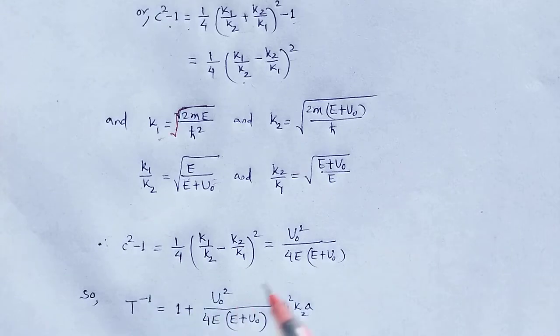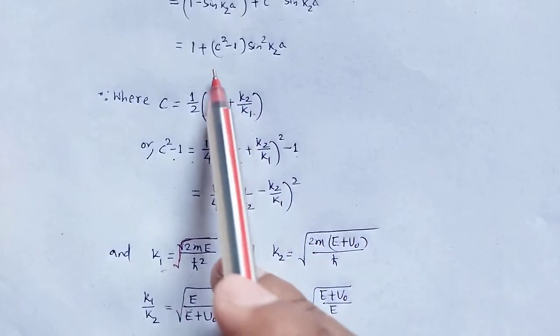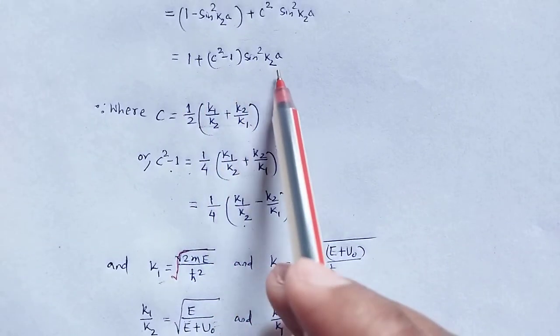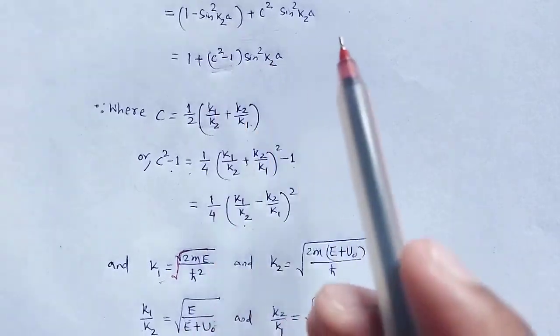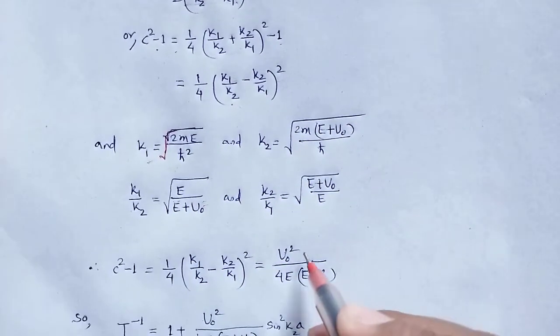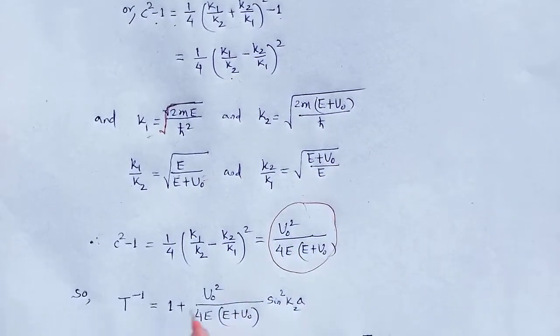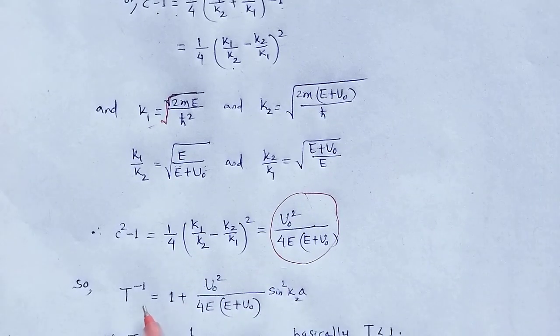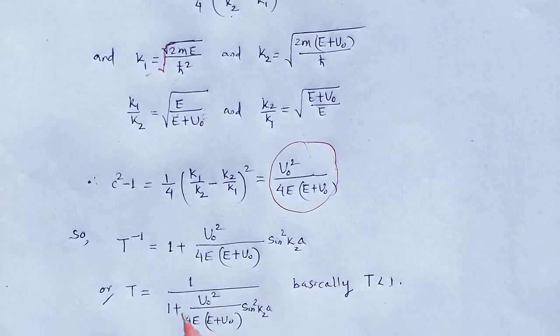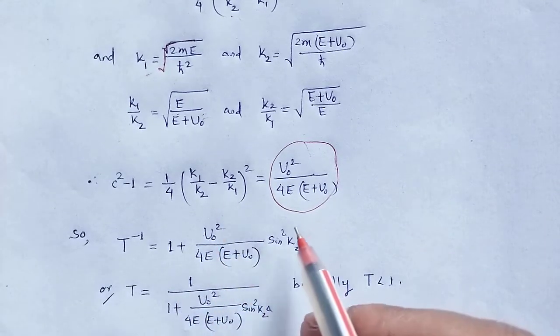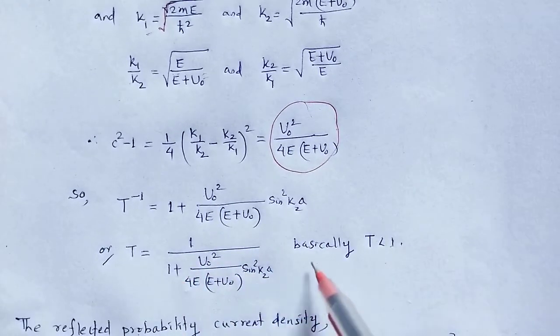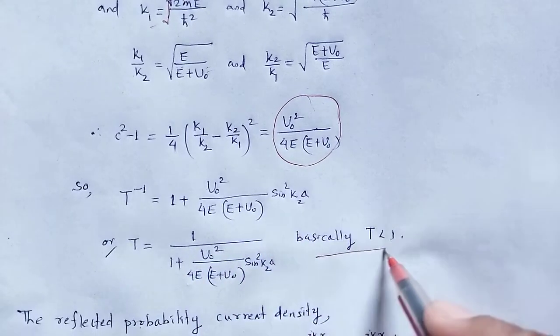So T to the power minus 1 is equal to 1 plus (c square minus 1) sin square k2a. In place of c square minus 1, we substitute that term. Therefore T to the power minus 1 is equal to 1 plus U naught square divided by 4E(E plus U naught) sin square k2a. Therefore T is equal to its reciprocal, meaning 1 divided by that quantity. Basically, that term is less than 1.